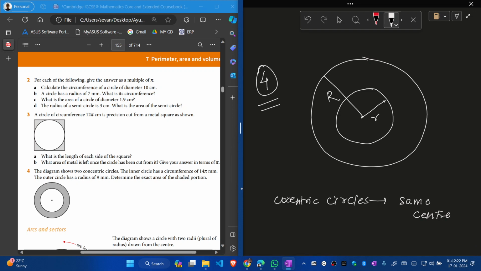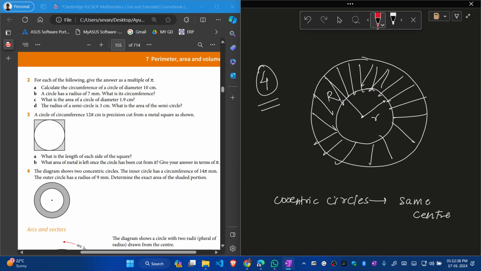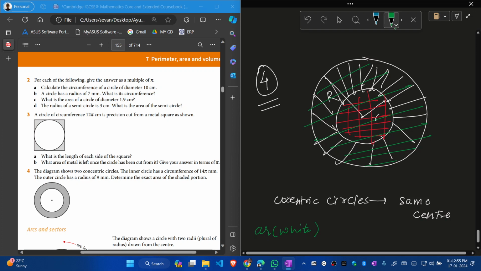We do inner circle minus outer circle, no? Yes, you will do outer circle minus inner circle. Actually, you have to find the exact area of this white part that I've shared. For that, first you have to calculate the area of the whole, the green part. The area of the hole is this red part. So the area of the white part will be the area of green minus the area of this red part.